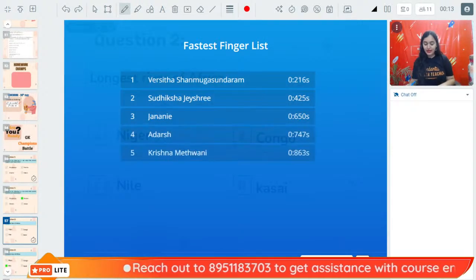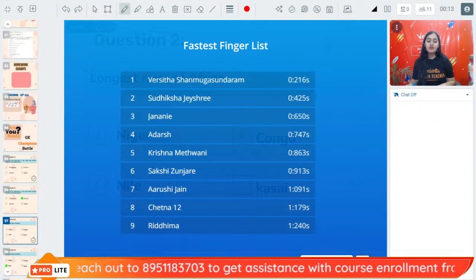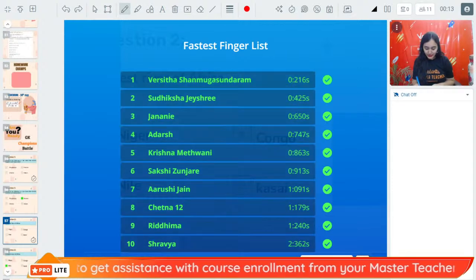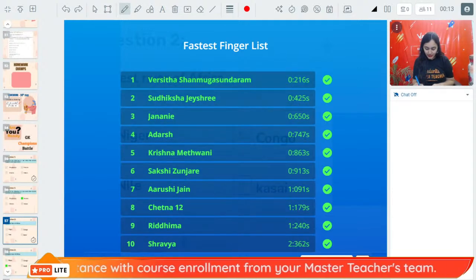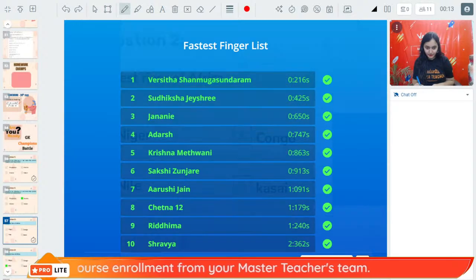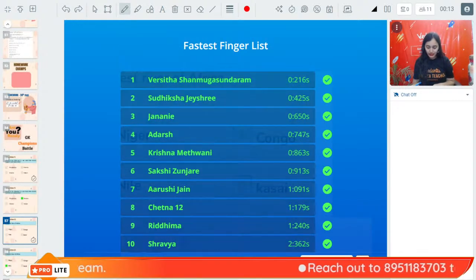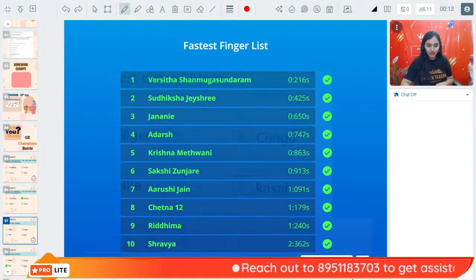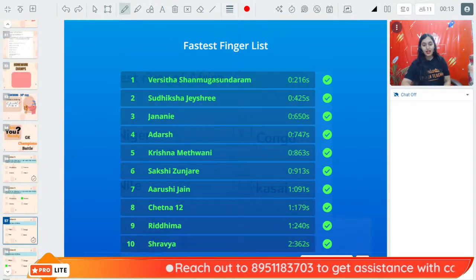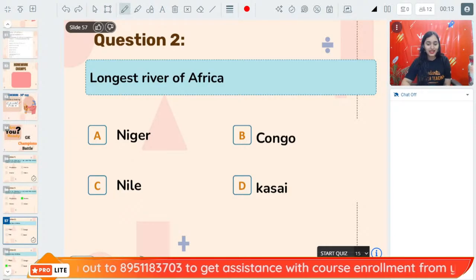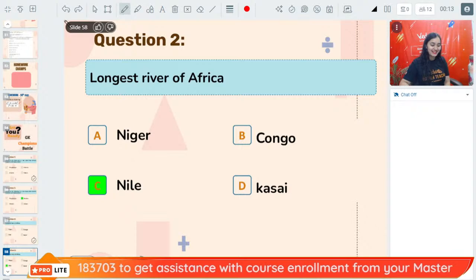Yes, super easy question, right? So we all know that the longest river in Africa is Nile. Very good. Varshita +1. Sudhiksha +1. Then we have Adarsh +1. Sakshi +1. Krishna has not given the answer. Chetna has given the answer. So Varshita and Sudiksha are right now in the battle as well as others. Let's see who is going to win. The right answer is Nile, right?